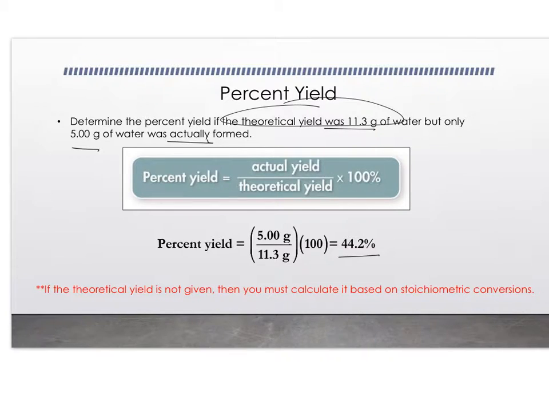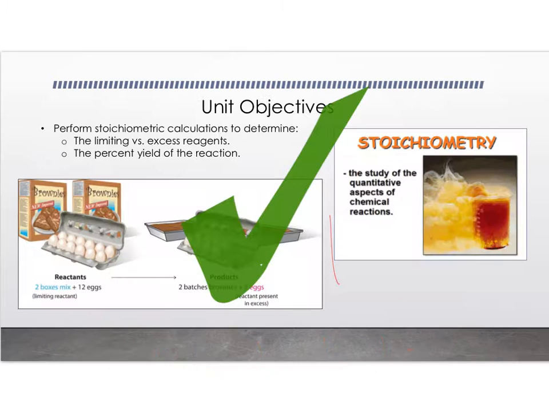And then just to clarify, if the theoretical yield is not given, then you have to calculate it based on stoichiometric conversions. So you'll have a given, and then you'll have to do some sort of stoichiometric calculation, most likely a gram to gram, since everything is in grams. So just kind of be aware of that.